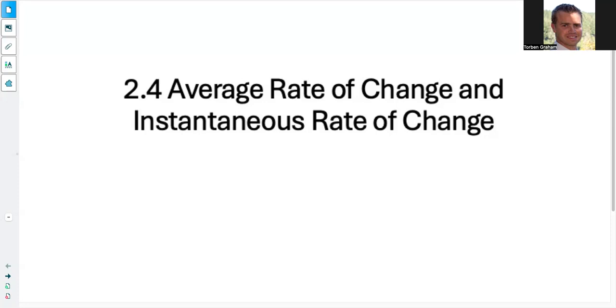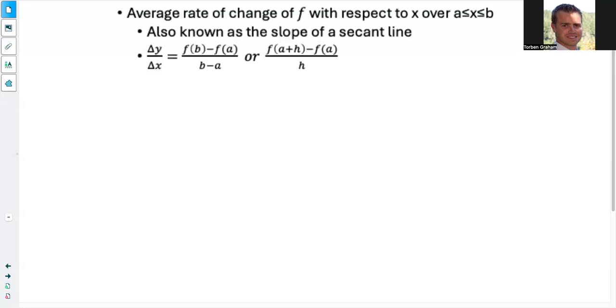Hi, today we are going to start looking at average rate of change and instantaneous rate of change. So we're going to start getting into what calculus is all about, which is rates of change. The average rate of change of a function f with respect to x over an interval a to b is also known as the slope of a secant line.